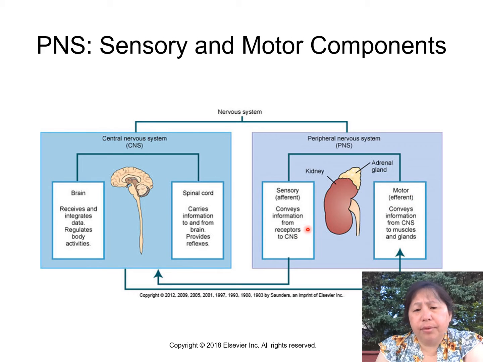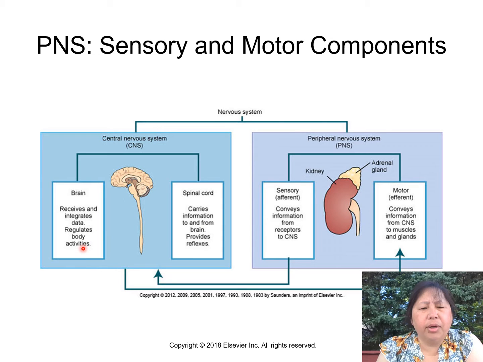Your sensory nerves are called your afferent, and your motor neurons are called your efferent. What happens here is that if something's going on, it gives you an example of your kidneys and your adrenal glands. They have receptor sites. So let's say you're low in some kind of hormone that regulates your body. Your sensory nerves will convey this information to your CNS, your central nervous system, and it goes to your spinal cord and then to your brain.